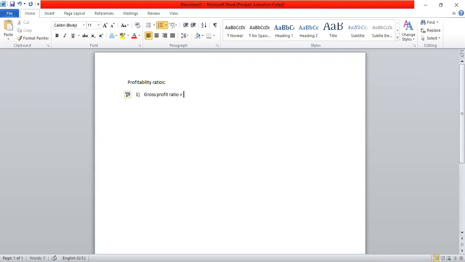is equal to gross profit by sales into 100. The logic is that in the income statement, the main source of revenue is sales. If this is the amount of sales made, sales is 100%, that is the base.